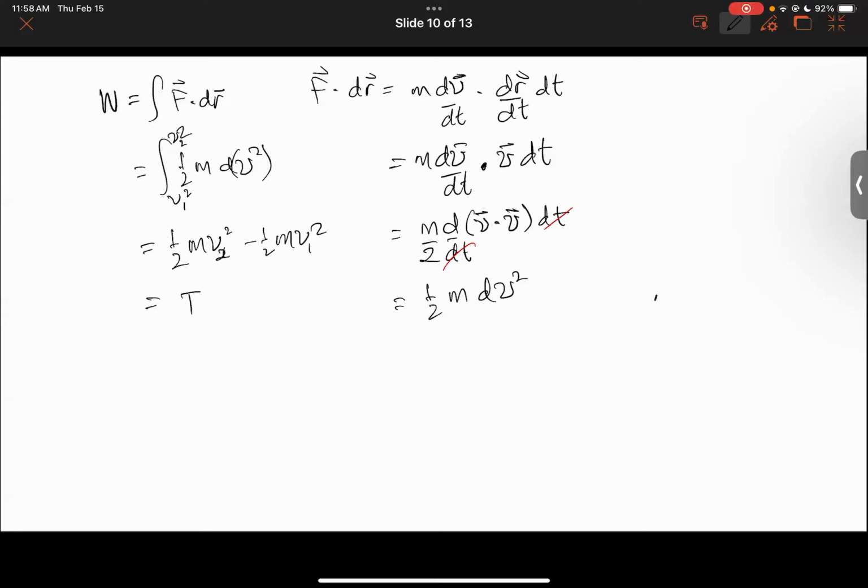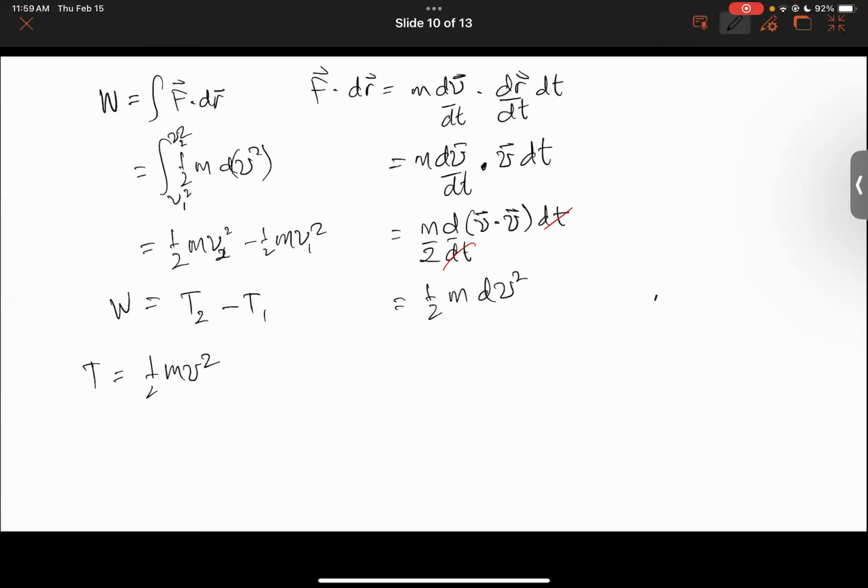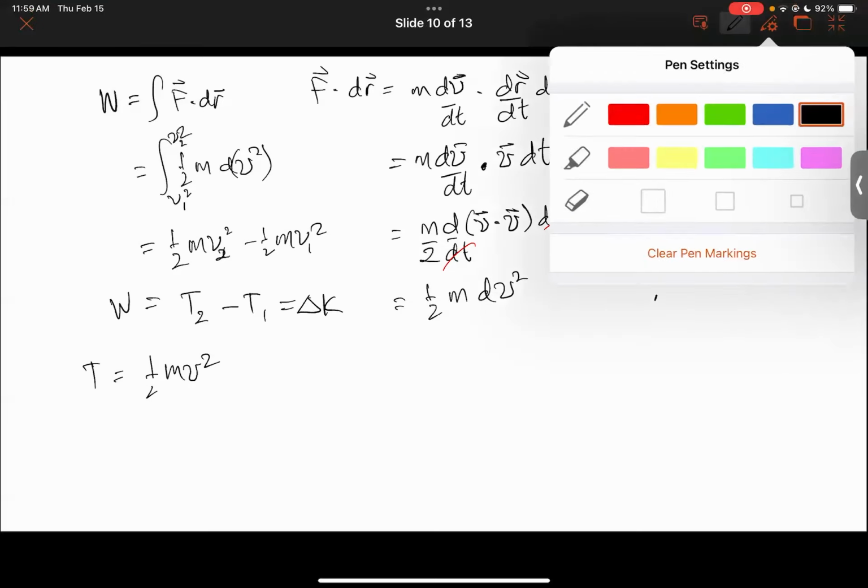Then this is just T2 minus T1, kung saan yung T ay yung inyong kinetic energy. So ito ay definition ng work in terms of kinetic energy. So it's just a change in kinetic energy.